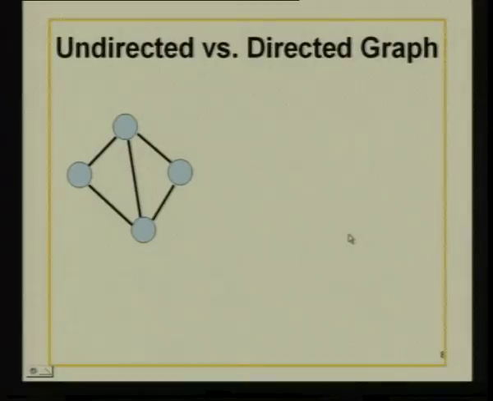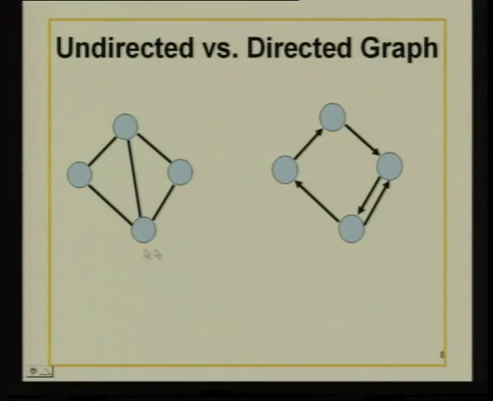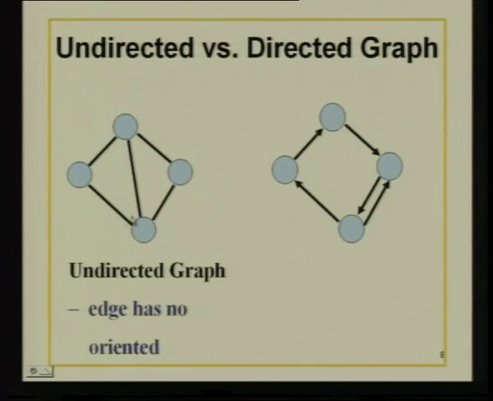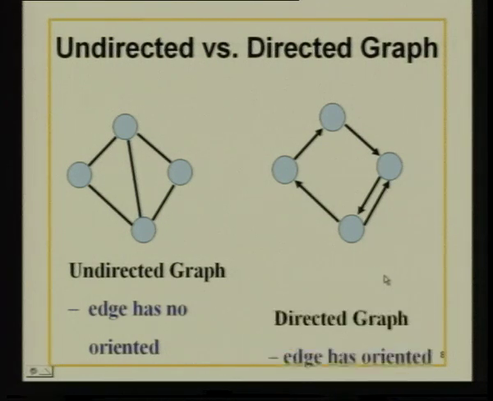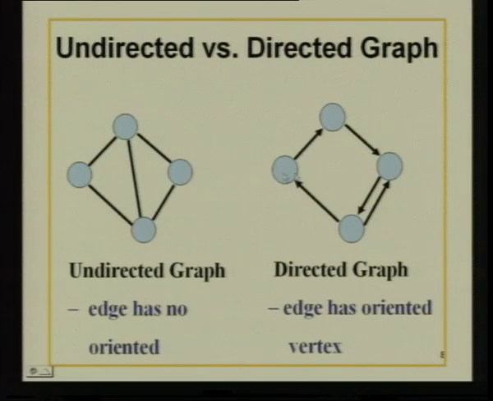So, now let us go to undirected and directed graphs. Now, look at this example. This is an example of the same graph, with the same nodes. This is an undirected graph, which has edges with no orientation at all, while the directed graph has edges which have orientation, or are oriented towards a vertex. So, this says that you can go from here to here or here to here. This says you can go only from here to here. There is no possibility of coming from here to here. So, this is called an undirected graph, and this is called a directed graph.